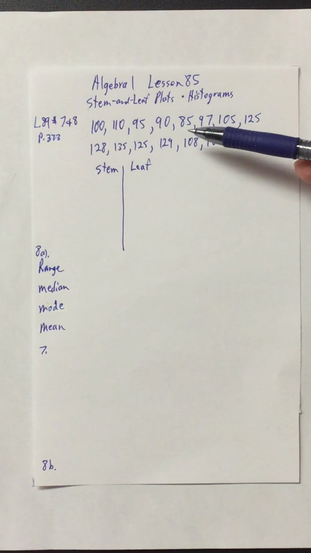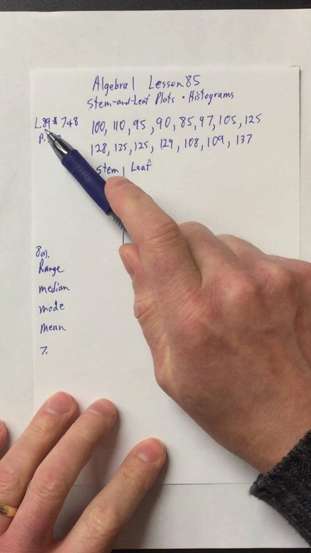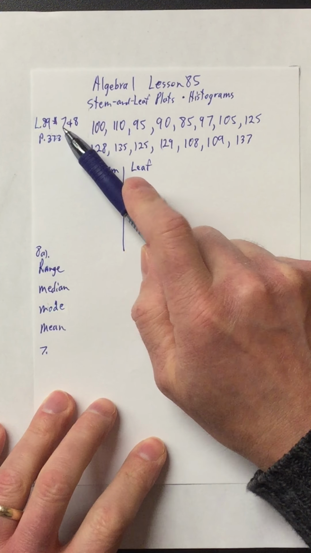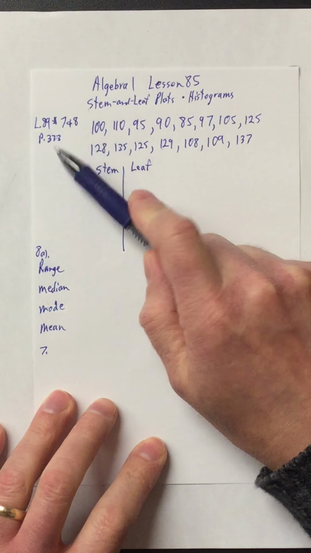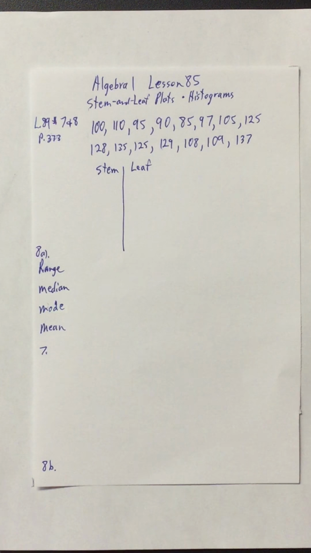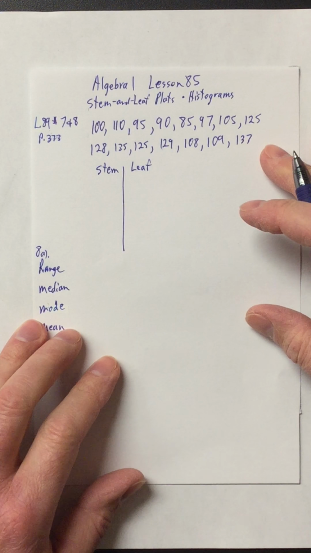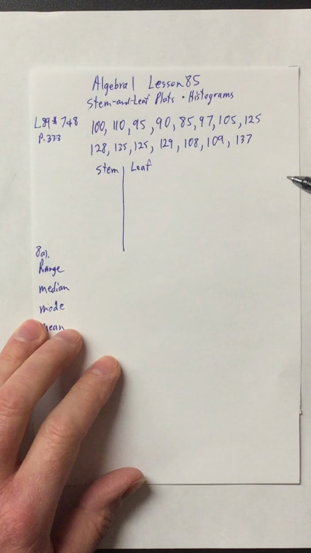This is actually the problem from lesson 89, question number 7-8 in the homework, and you can find this on page 373. I chose that one as an example just because it looked a little simpler than some of the examples in the lesson. You can look at the ones in the lesson and also look at this one to learn how to do this.